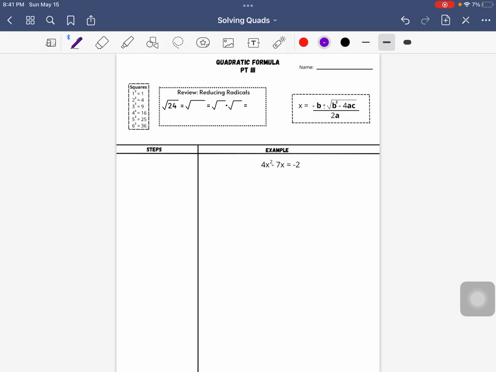Hello mathematicians, and welcome back to the quadratic formula, and today we're on the final piece, which is part 3. Yay! No more having to look at this monstrosity, but I'm sure you guys have been having fun.